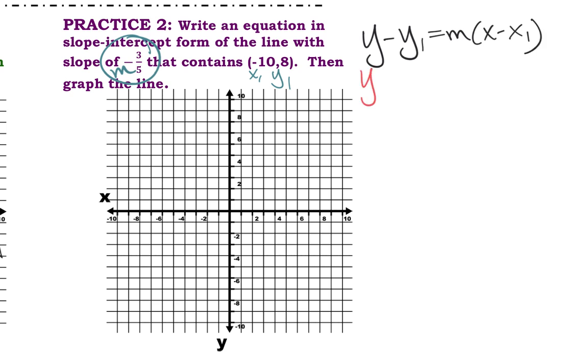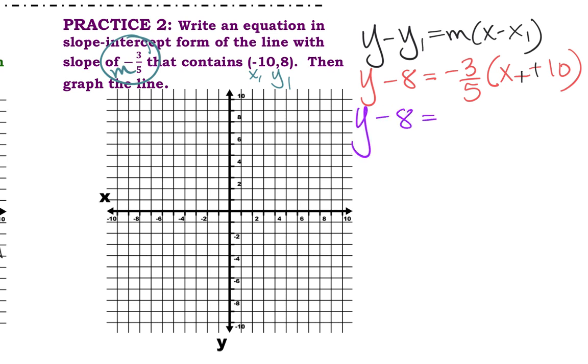All right, she said y minus 8 equals negative 3/5 times x minus a negative 10. That double negative converts to a positive. All right, so then from here, Sean, what should we do? Distribute. Yeah. What do we get when we distribute? You multiply the insides. What would I get as my next line?